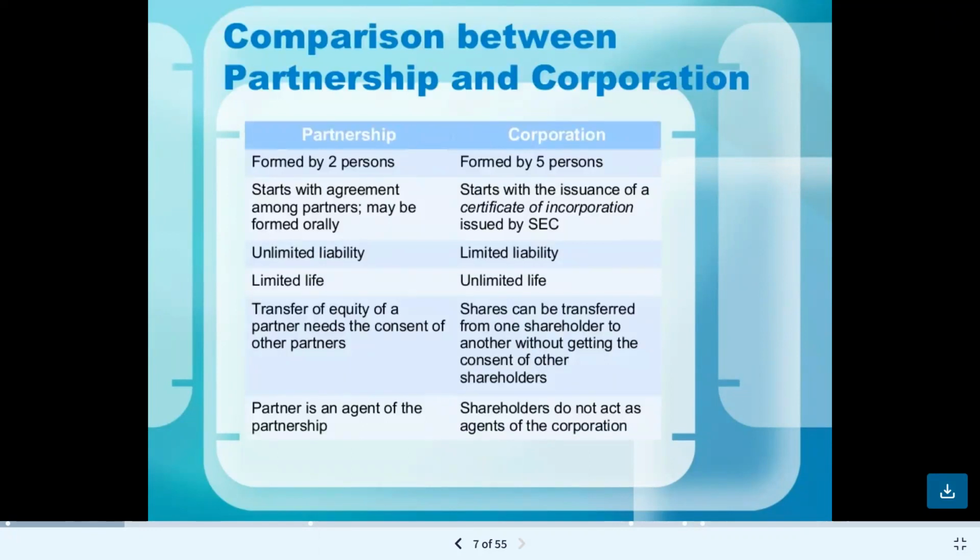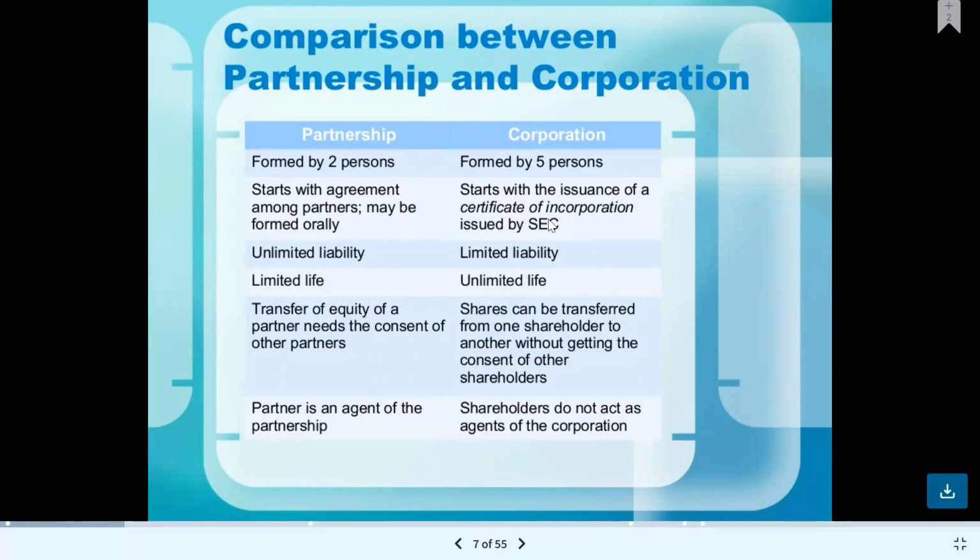Now, if you're going to compare a partnership and a corporation, you do have this comparison. If it is a partnership, it is formed by 2 or more persons. A corporation should be formed by 5 persons or more, but not more than 15. Initially, in a partnership, it starts with an agreement among the partners. It may be formed orally, but in a corporation, take note that the commencement of the life of a corporation starts with the issuance of the certificate of incorporation by the SEC.